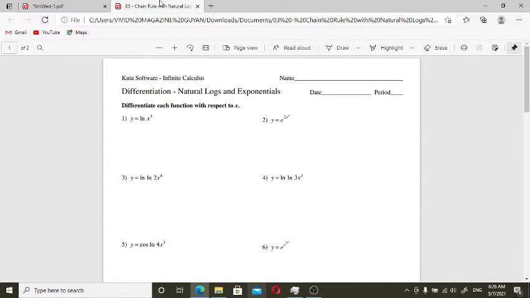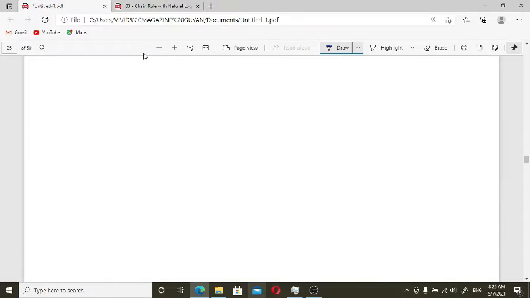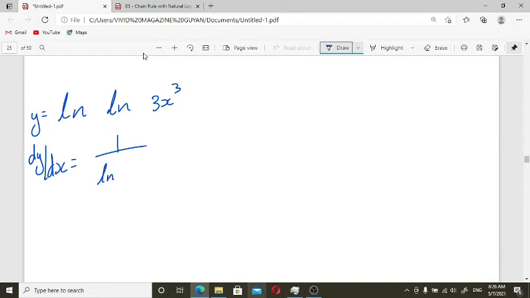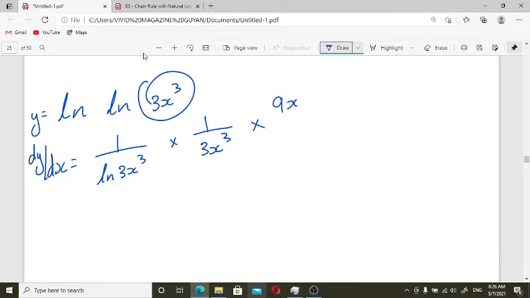Next one is ln 3x cubed. So it's very similar to what just happened. So I have ln 3x cubed, and this is y. So dy upon dx is equal to 1 over ln 3x cubed times 1 upon 3x cubed times the derivative of here now, 3 3 is 9, x squared. So this is now 9x squared being divided by 3x cubed. Put a little multiplication there for simplicity.